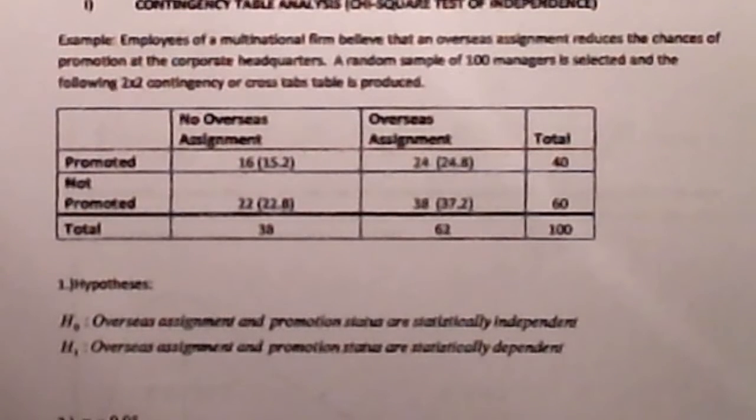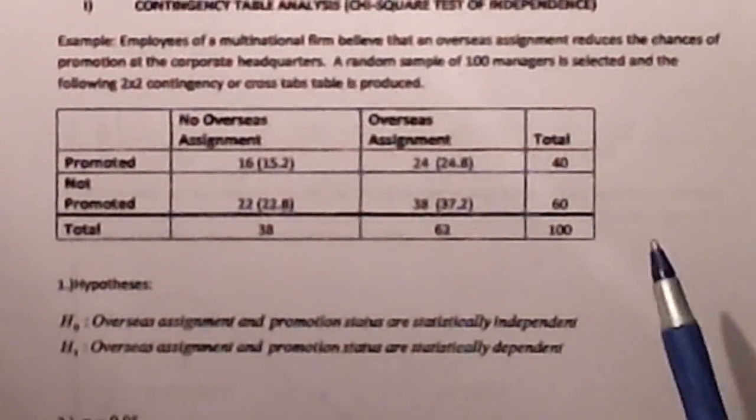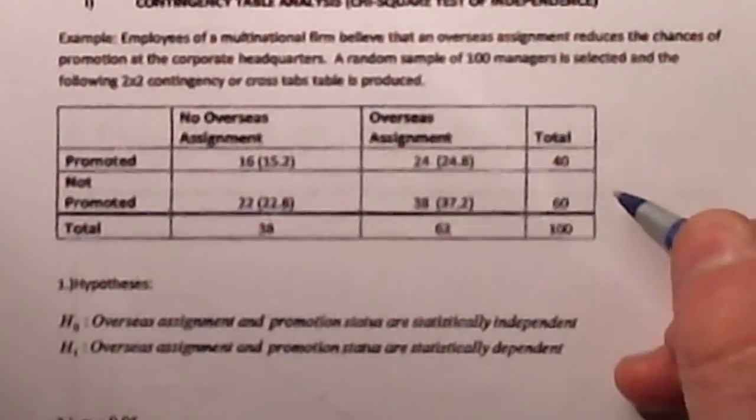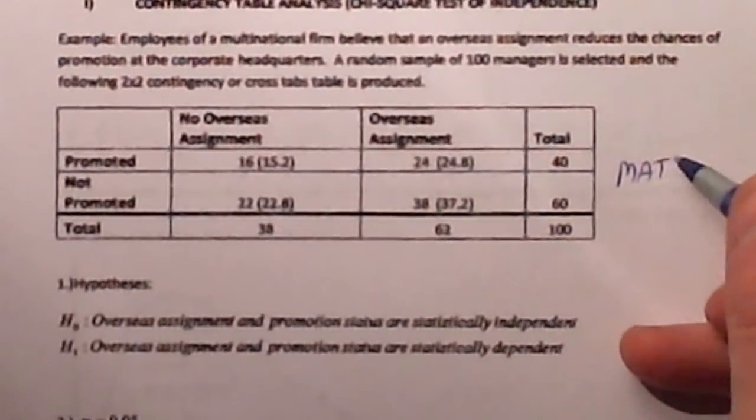All right, now to conduct the chi-square test of independence, we're going to first of all have to go into what is called our matrix mode on our calculator.